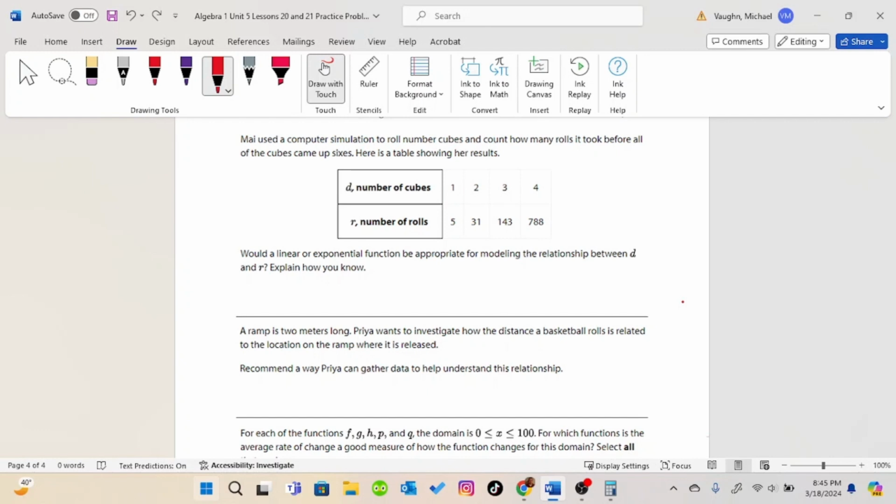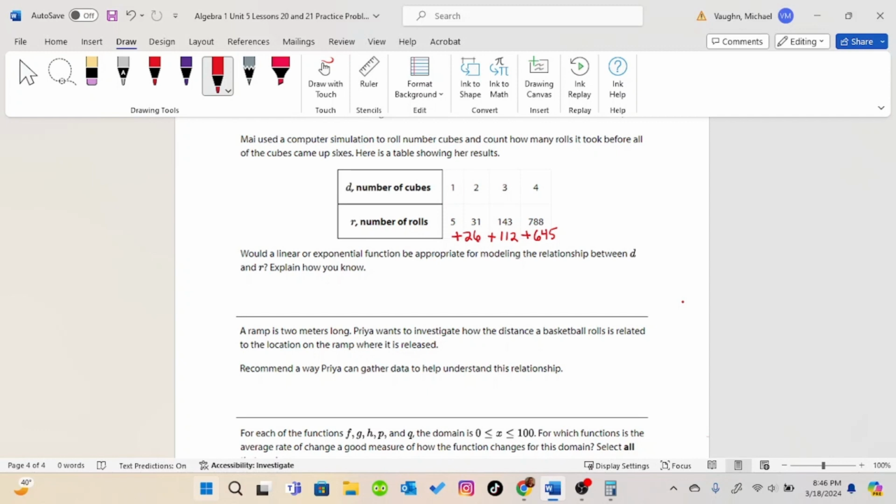To go from 5 to 31, we add 26. To go from 31 to 143, we add 112. And to go from 143 to 788, we add 645. So we are clearly not adding the same amount each time.